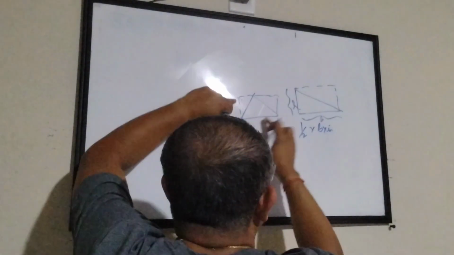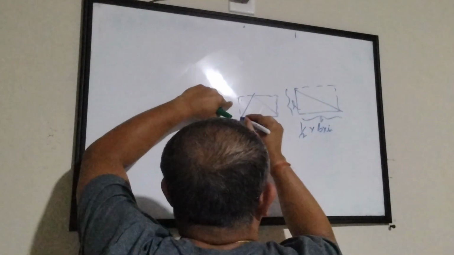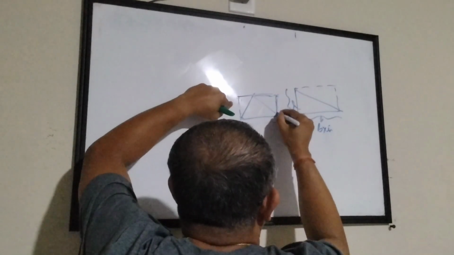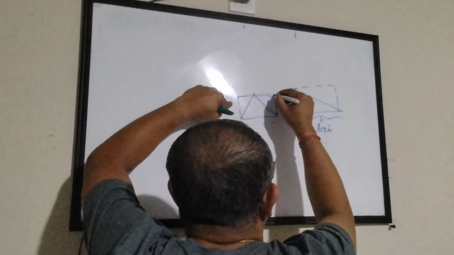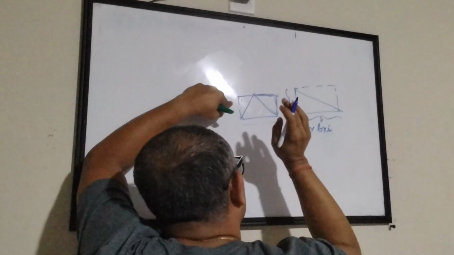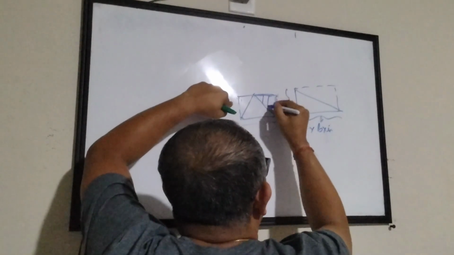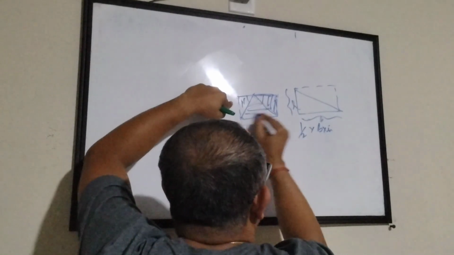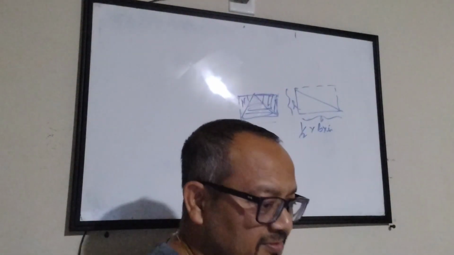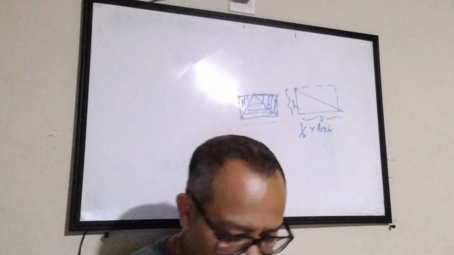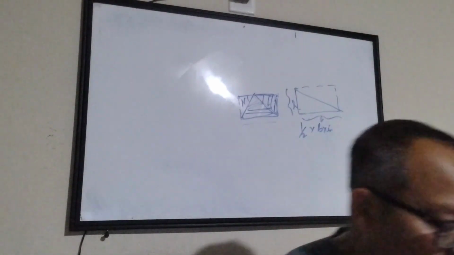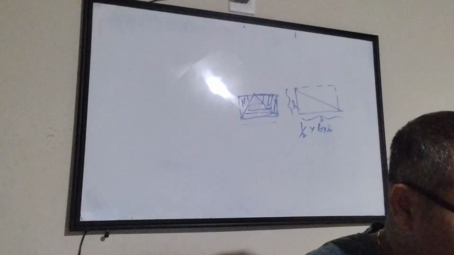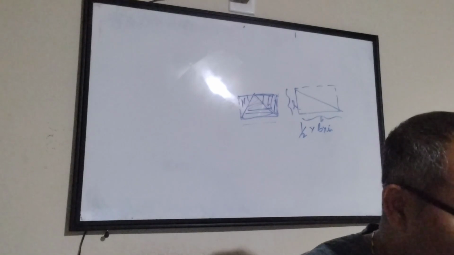Here also, when you extend or draw a perpendicular, you are actually drawing a rectangle where this area and this area together is equal to this area that you see in the center. So that is how the area of a triangle is half times base times height.